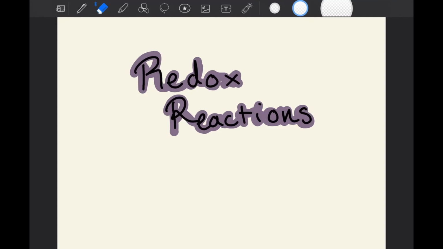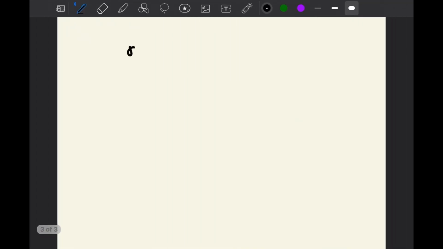Hey guys, and today I'll be talking all about redox reactions in chemistry. So to start off, what even is a redox reaction?